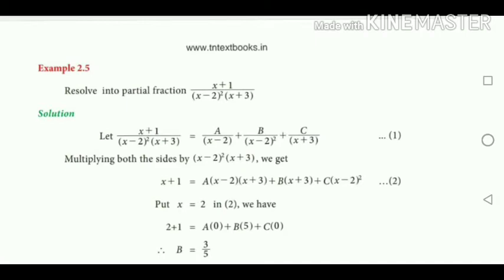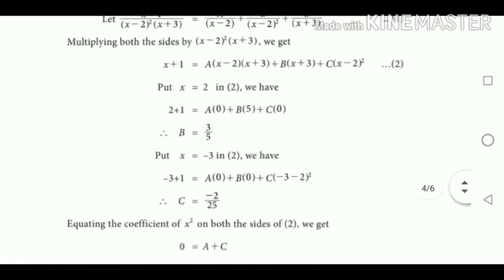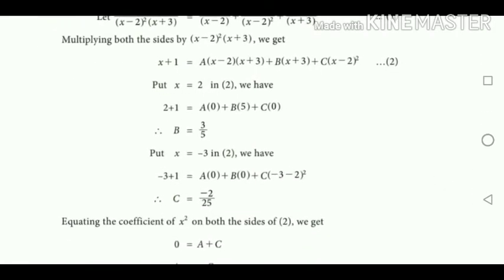After that you have to multiply by these factors on both sides. You are getting x plus 1 equal to a into (x minus 2) into (x plus 3) plus b into (x plus 3) plus c into (x minus 2) whole square. Take it as the second equation.